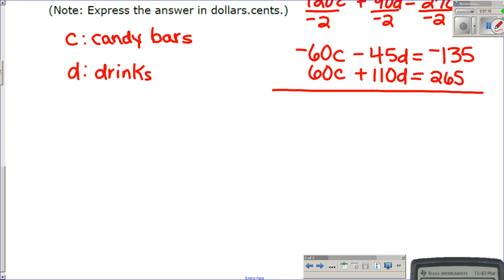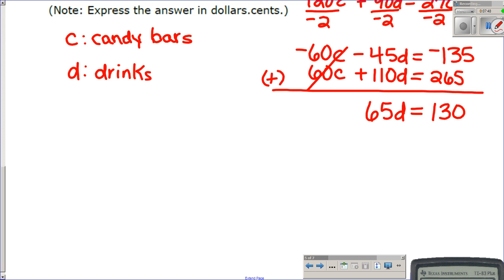We have our opposites, so we're going to do elimination by addition. -60c plus 60c is 0. -45 plus 110. Well, let's see, 5 will make this 50, and then 50 would get us to 100, so that's 55, and then 10 more, so this is going to come out to equal 65d. And 265 minus 135, so 265 minus 100 is 165. 165 minus 135 leaves me with 130.